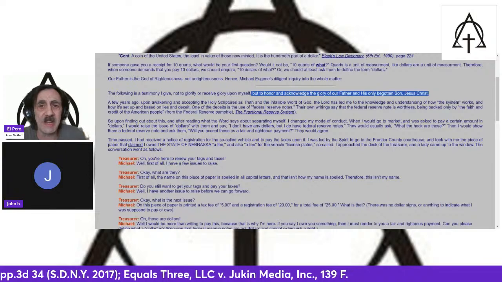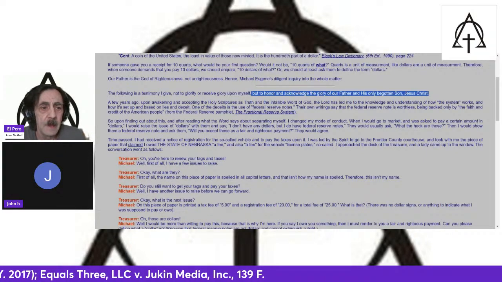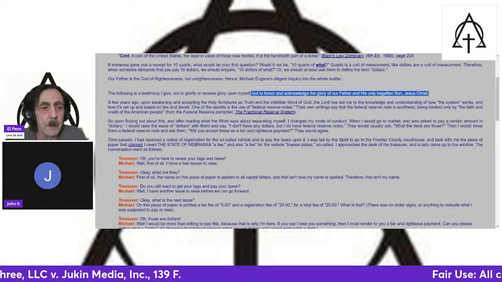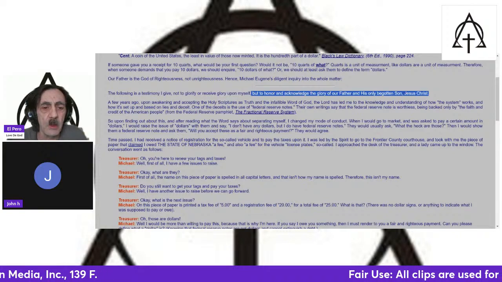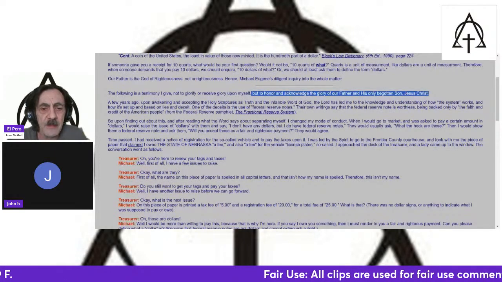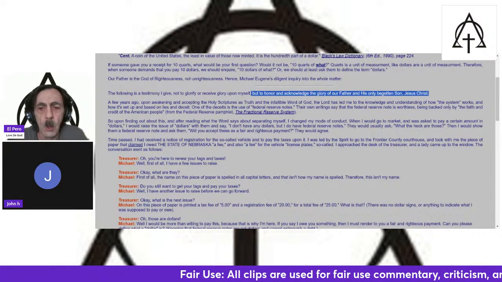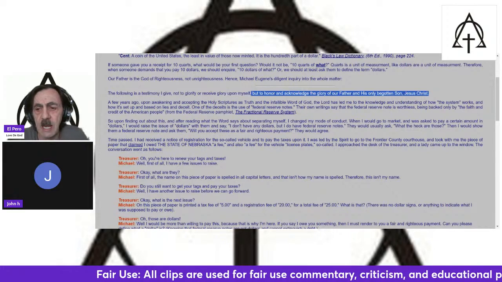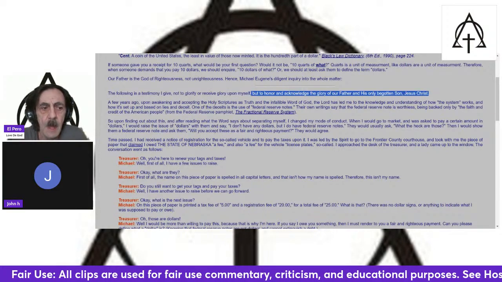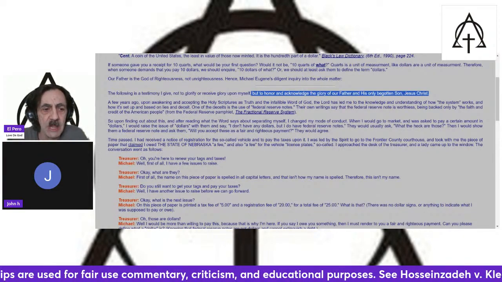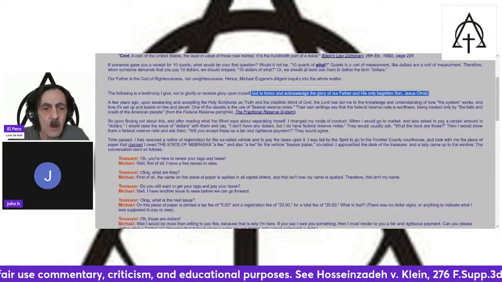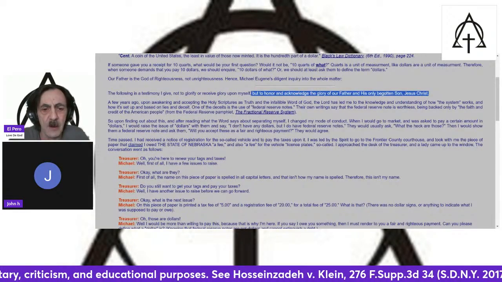That's the credence. A few years ago, upon awakening and accepting the Holy Scriptures as truth and the infallible Word of God, the Lord has led me to the knowledge and understanding of how the system works and how it's set up and based on lies and deceit. One of the deceits is the use of Federal Reserve notes.